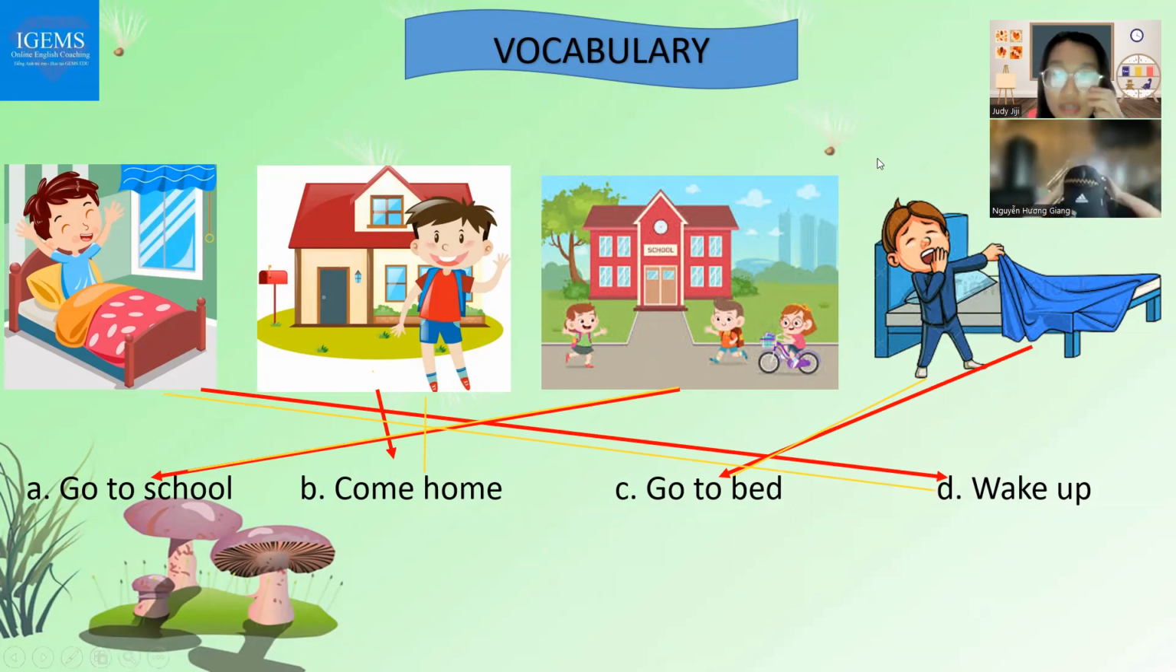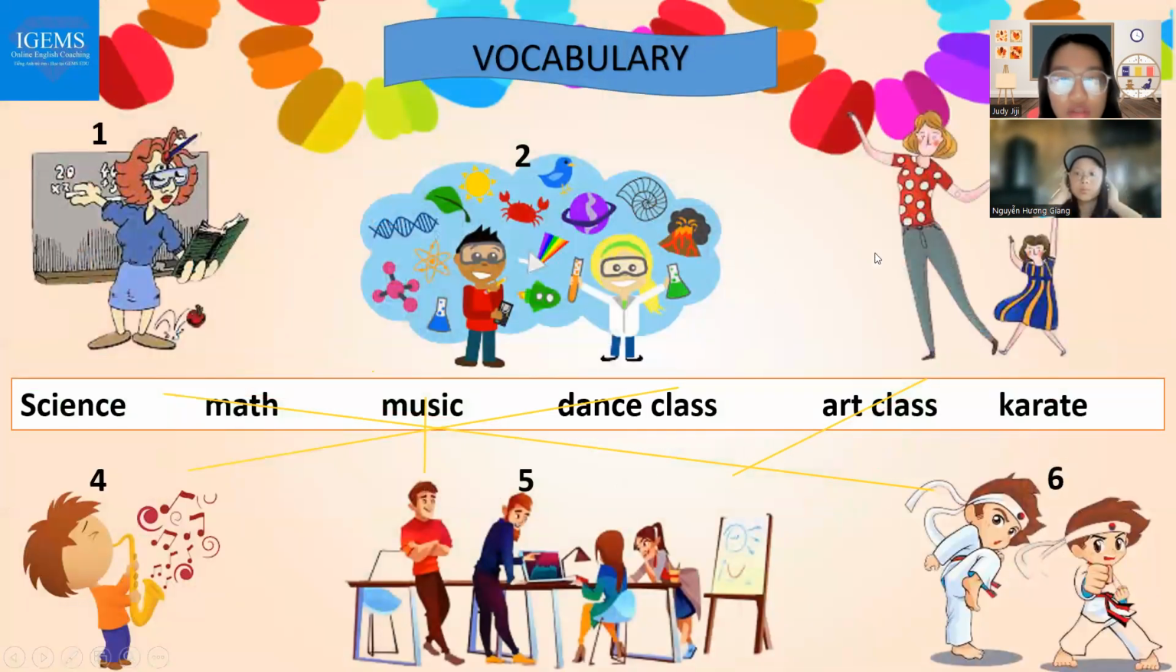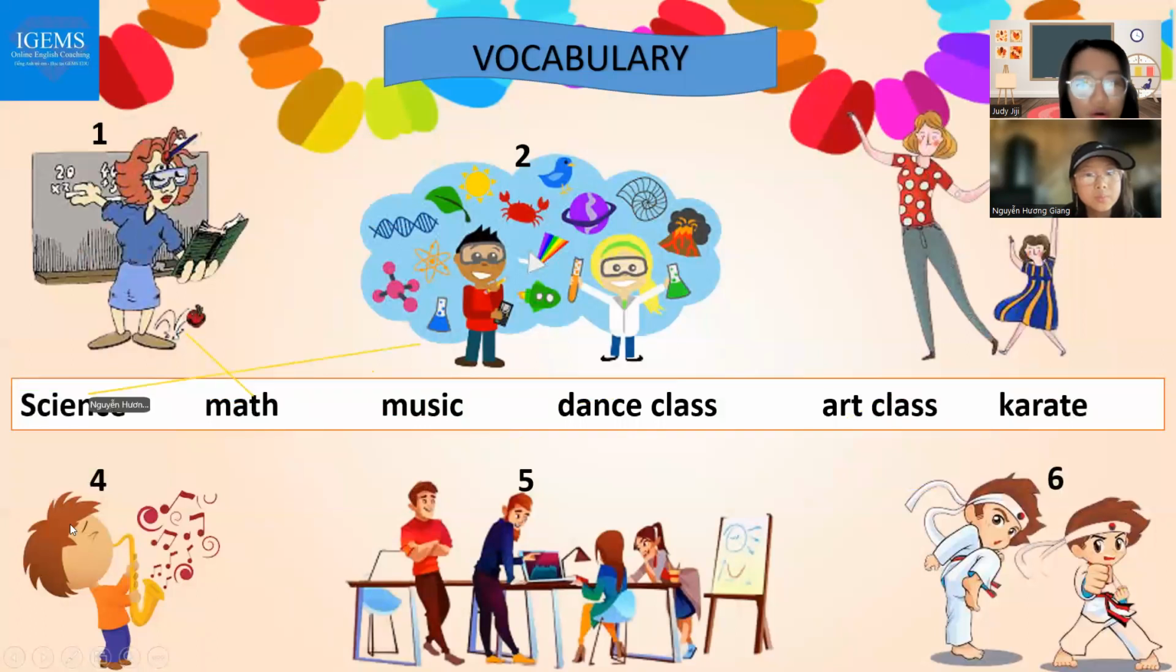Okay, seems very easy. So let's move on to this part. It is also vocabulary. You can draw on the lines. So you have subjects. You have science, math, music, dance class. You have the classes and the subjects in the box. So, okay, that's it. You need to match the picture with the words or the phrase.